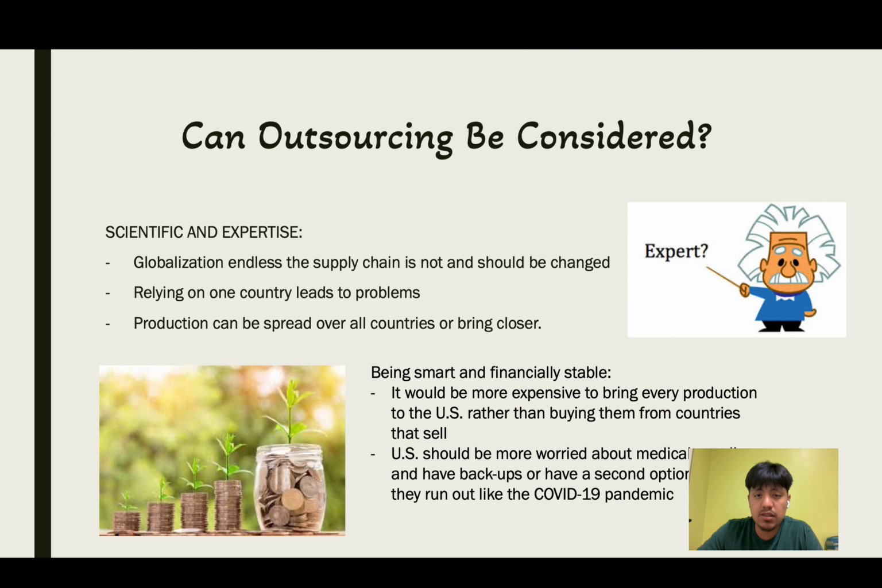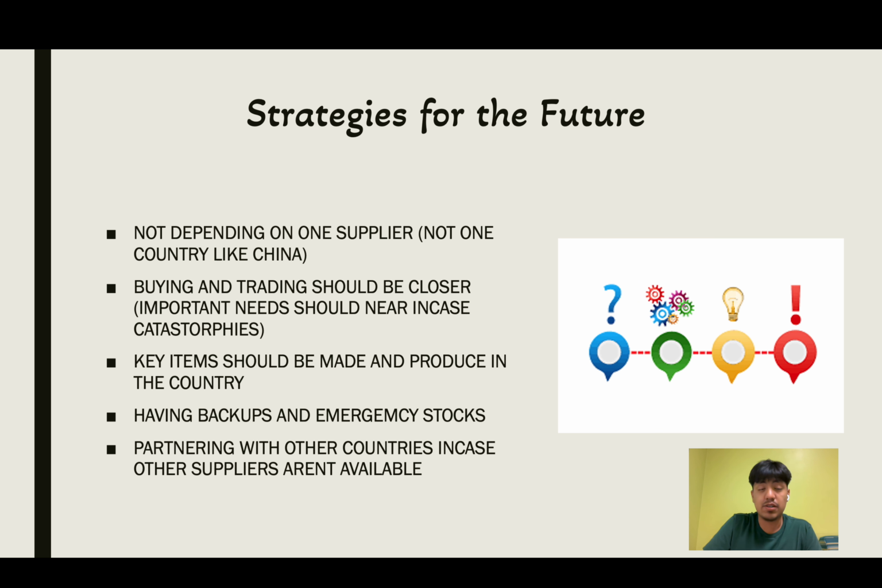And the US should be more worried about medical supplies and have backups in case of pandemics like COVID-19. Any other pandemic could happen. It's not really known how many sicknesses or how many dangerous causes could happen in the world. So I think it should be. There are strategies for the future, like depending on.